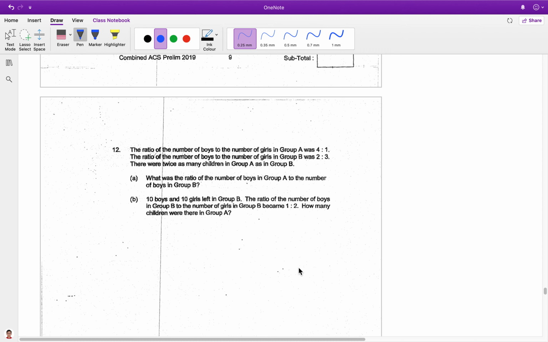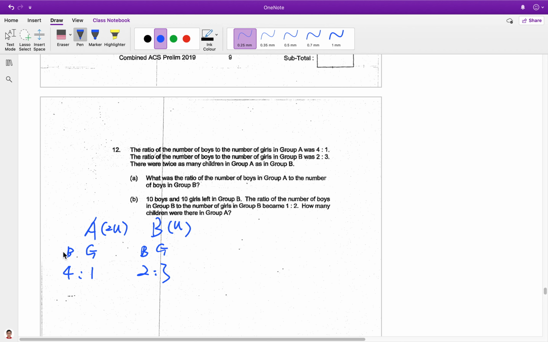Okay, question 12. It's also a ratio problem, right? So the ratio of the number of boys to the number of girls in group A was 4 to 1. We see group A, boy and girl. Here there is group B, boy and girl, right? This one is 4 to 1, right? And group B, boy to girl, is 2 to 3, right? It says there were twice as many children in group A as in group B. So if B is u, right? So A will have 2u.